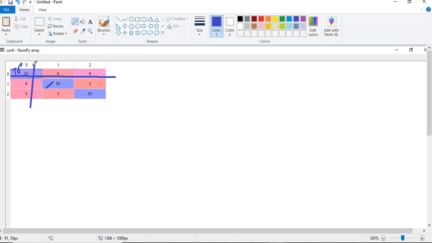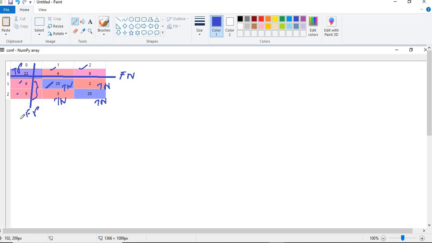For class 0 we need to find the true positive rate. These cells will be my true negatives. Then we have these two values here. Remember, the horizontal values, and whatever comes under the line: this will become my false negative, and these two will become my false positive.